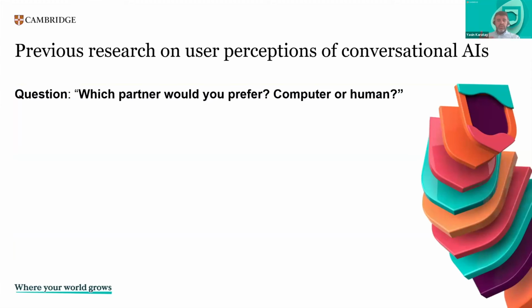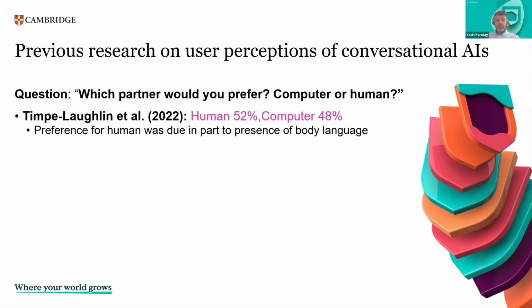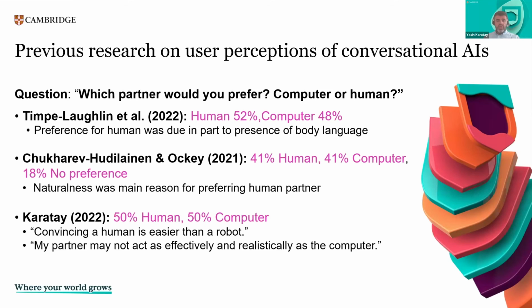But the question is, how would you as a language learner feel about talking to a computer? And would you prefer a computer or a human partner? Well, several researchers have asked this question, and it looks like the preferences are split, with half of the people preferring a computer and half preferring a human partner, each for different reasons. In my study, Karatay 2022, some test takers preferred a computer because they thought it was easier to convince a human, but others felt the computer acted more realistically, so they preferred the computer in that sense.